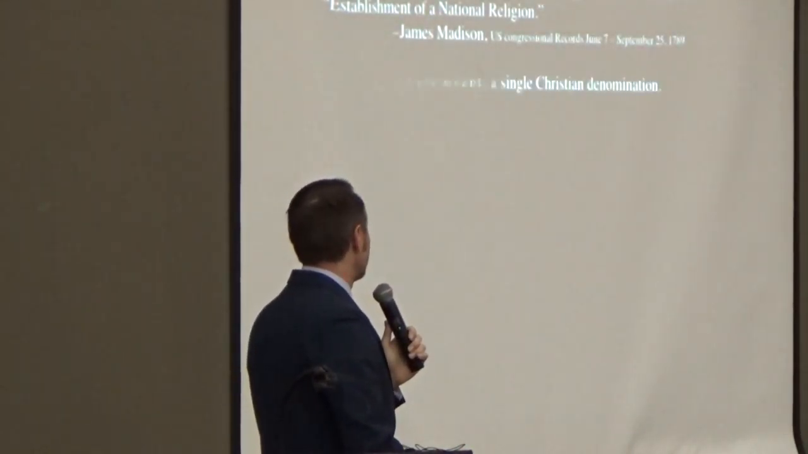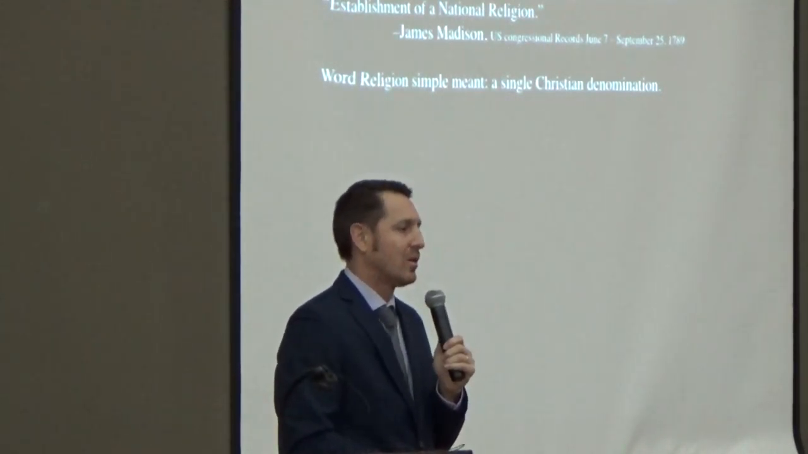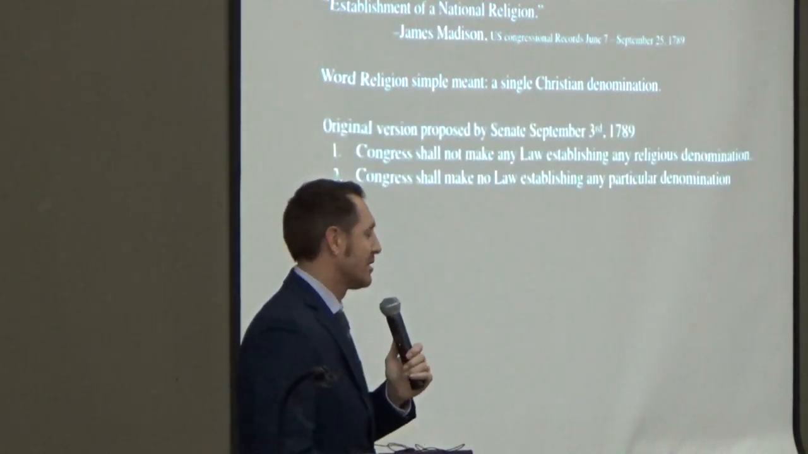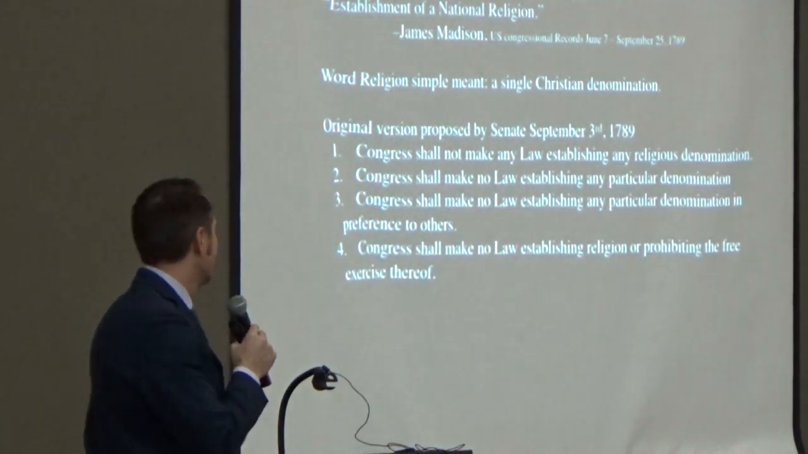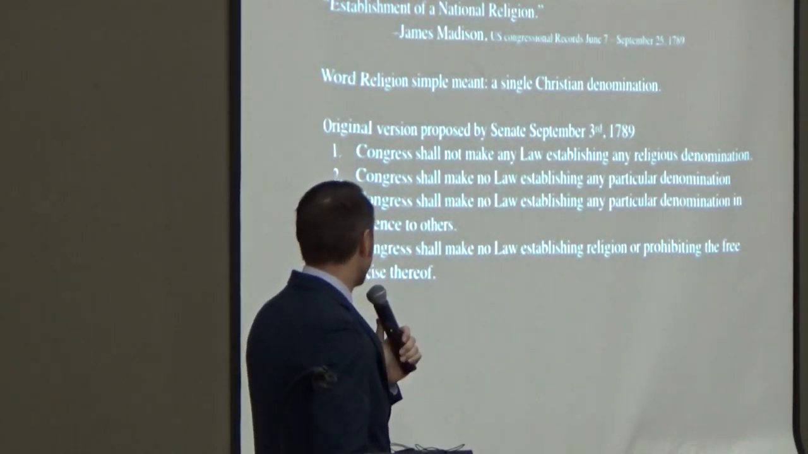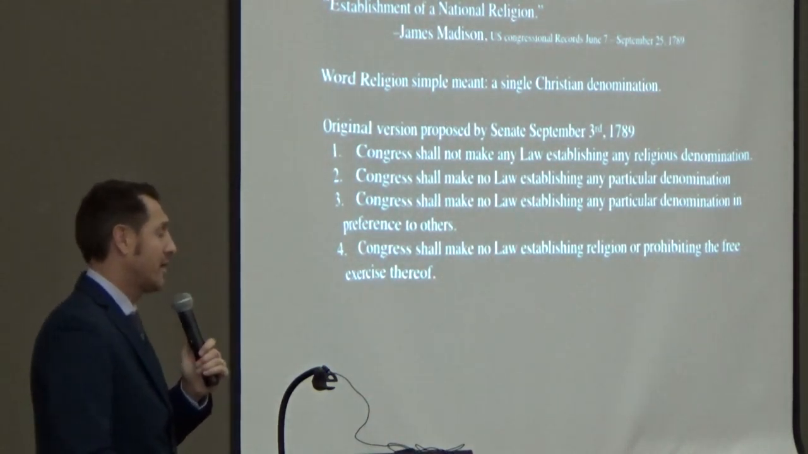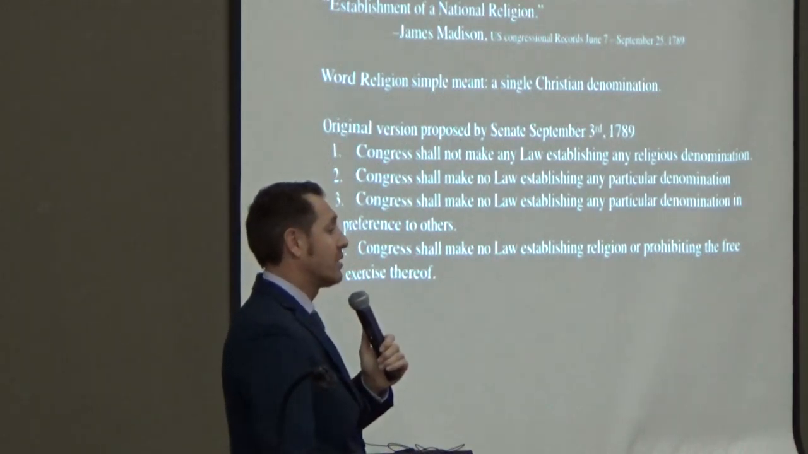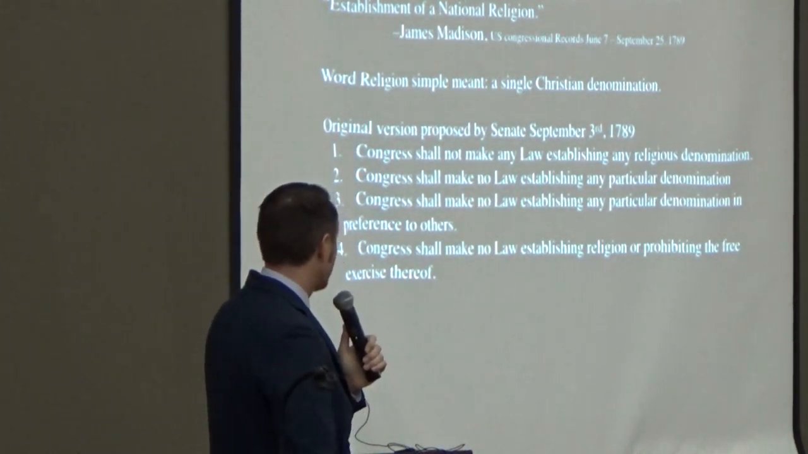At the time of the First Amendment, they specifically wanted to avoid what they had in England. That was an establishment of a denomination. Whereas if you weren't this denomination, heads were rolling, you would lose your life. It was treasonous. The original versions of the First Amendment said Congress shall not make any law establishing any religious denominations. The second version, Congress shall not make a law establishing any particular denomination. Again, we're talking about Christianity here. Congress shall make no law establishing any particular denomination in preference to others. Finally, Congress shall make no law establishing religion or prohibiting the free exercise thereof.